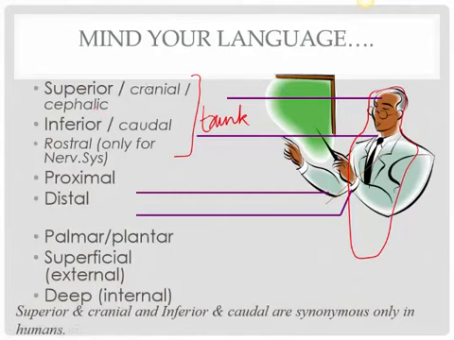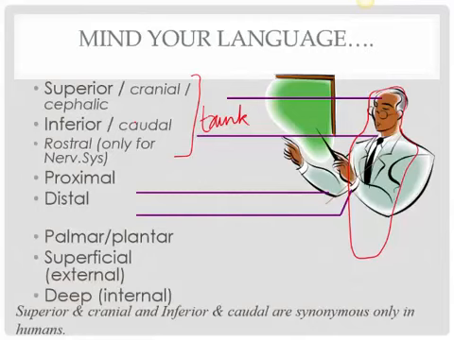We also use the words cranial and cephalic. Cephalic means to do with the head. So we can use the word superior or cranial or cephalic. Inferior, another word we use for inferior is called caudal. Cauda means tail, so that means towards the tail end of the body, which means going down towards the lower end of the body. So to give you an example, your nose is superior to your mouth. Your chin is inferior to your mouth.